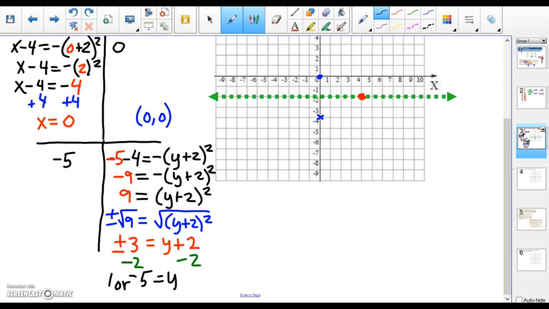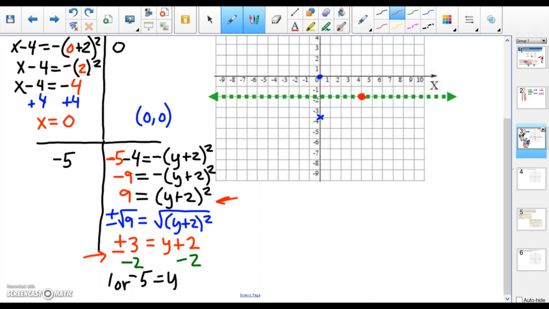When you get down to this step, you're going to have to take a square root of both sides. You have to do plus or minus square root. So you end up getting a plus or minus 3. And then the last step to solve, you subtract 2. So you have plus or minus 3 minus 2 down here at the bottom. Plus 3 minus 2 is 1. -3 minus 2 is -5.